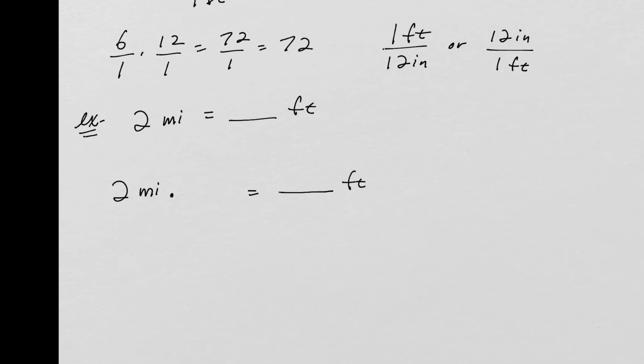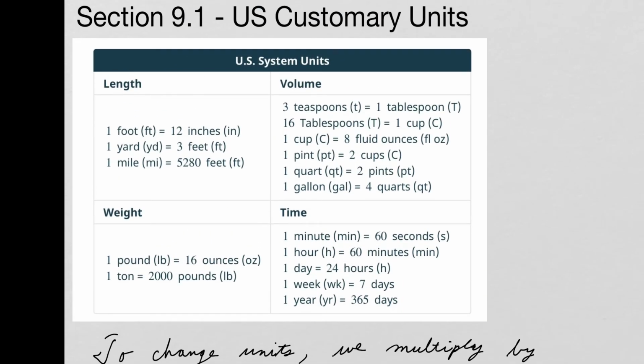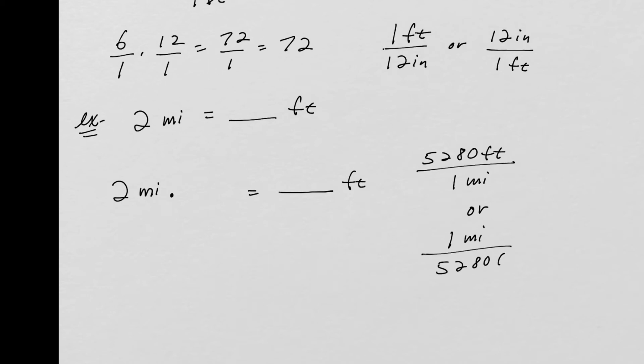So what's the relationship between miles and feet? Well, if we go back to this chart here, we know that there's 5280 feet in 1 mile. So 5280 feet in 1 mile. So I can either write the unit conversion factor as 5280 feet over 1 mile, or I could write it as 1 mile over 5280 feet.